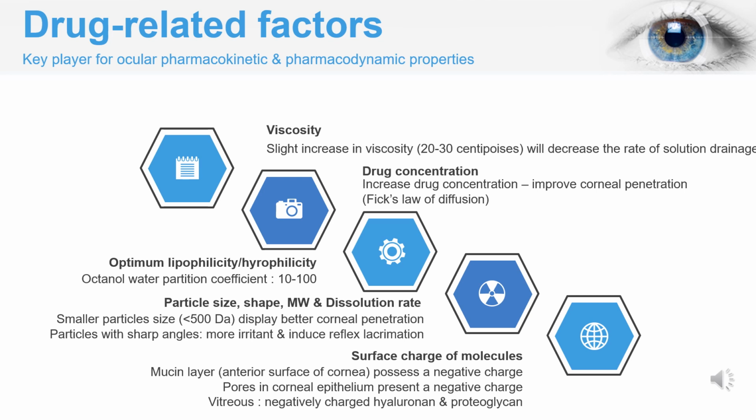Mucin layer on the anterior surface of the cornea possesses a negative charge and normally repels anionic drugs. Pores in the corneal epithelium present a negative charge, and hence positively charged molecules demonstrate better penetration through the cornea. Positively charged colloid solutions are demonstrated to be superior in ocular drug delivery when compared to anionic or neutral counterparts in many studies.